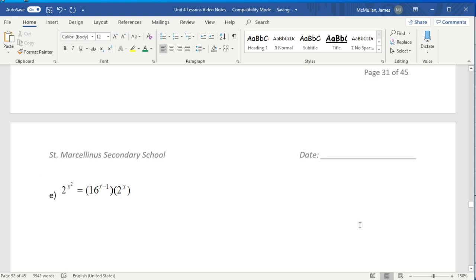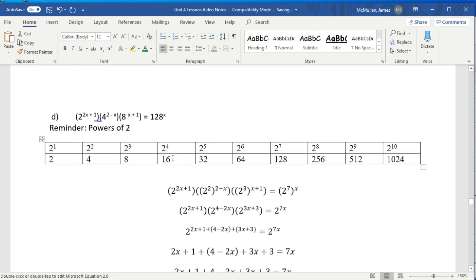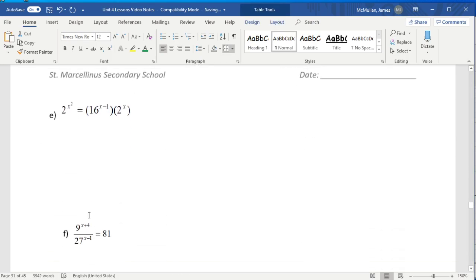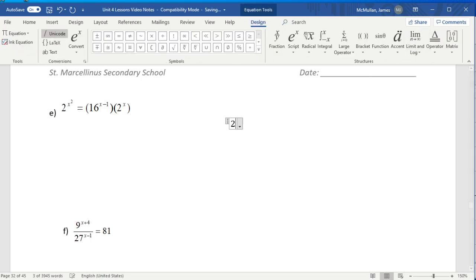Okay, anyway, this one. I need to write everything as a power of 2. So let's go back to my handy chart and find out what 16 is. 16 is 2 to the power of 4. So let's rewrite it as such. So 2 to the power of x squared equals 2 to the power of 4, to the power of x minus 1, times 2 to the power of x. Okay, so now everything's in terms of 2, so that's good.